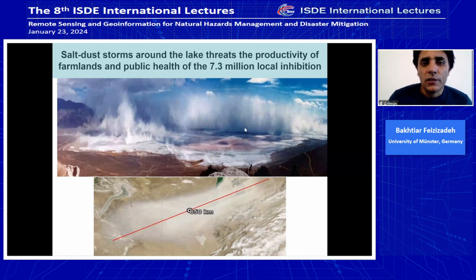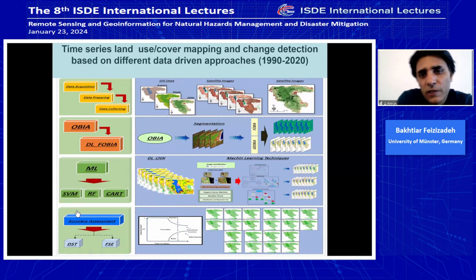So based on this critical situation within this project, we intended to apply an integrated geoinformation approach for monitoring land use and land cover changes of the lake, monitoring soil degradation, soil salinization, as well as aquifer salinization, and the impact on food security of this area.